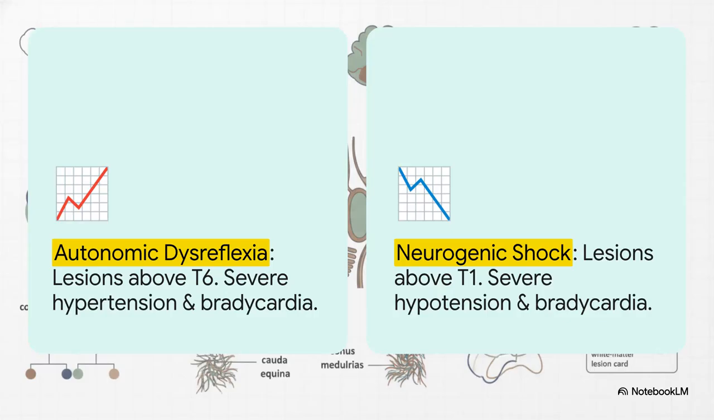Telling these autonomic emergencies apart comes down to hemodynamics. Autonomic dysreflexia gives you massive hypertension and bradycardia from a trigger in lesions at or above T6. You manage it by removing the trigger and fixing the blood pressure. Neurogenic shock, though, happens with lesions above T1. It's a total loss of descending sympathetic tone, leaving the patient with severe hypotension, bradycardia, and hypothermia.